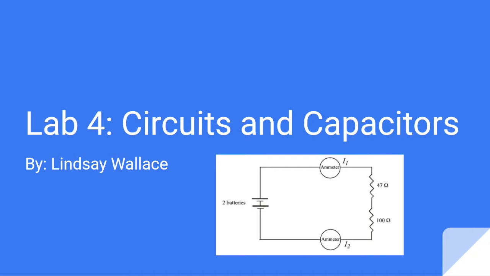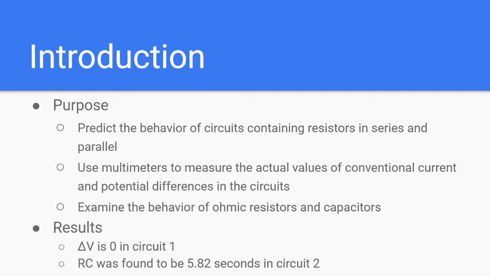Lab 4, Circuits and Capacitors. The purpose of this lab is to predict the behavior of circuits containing resistors in series and parallel, to use multimeters to measure the actual values of conventional current and potential differences in circuits, and lastly to examine the behavior of ohmic resistors and capacitors.